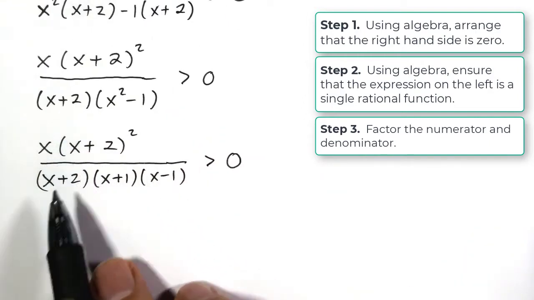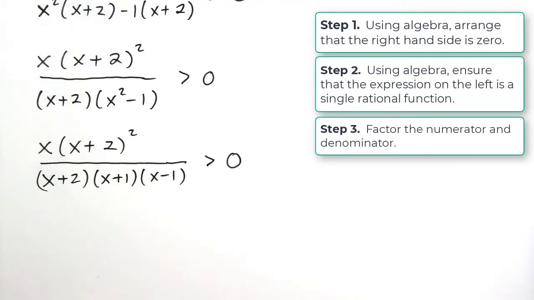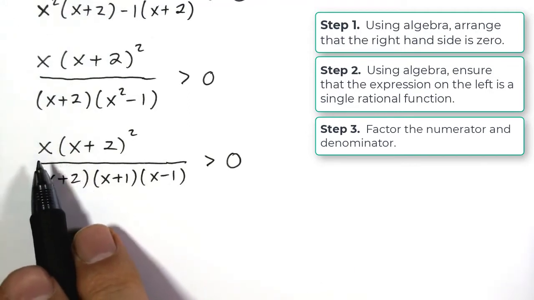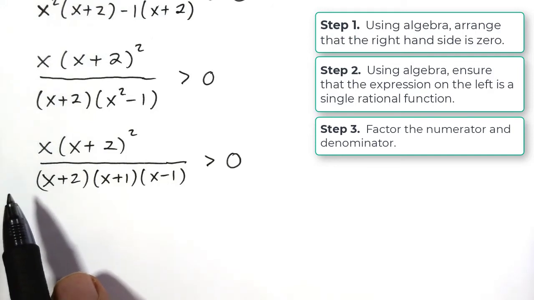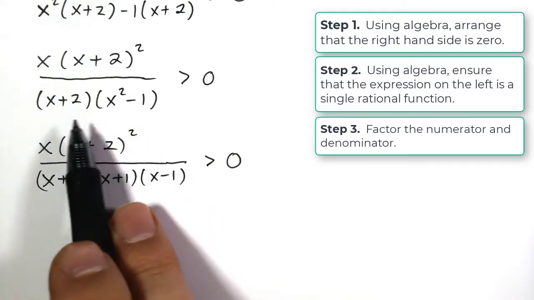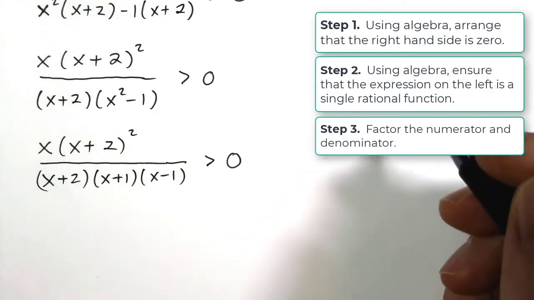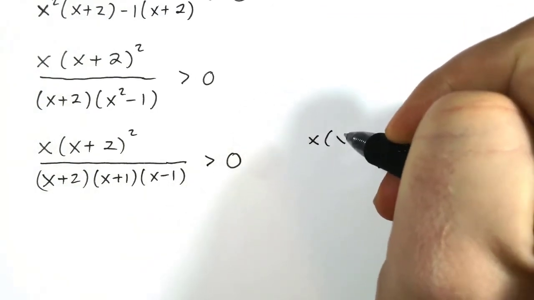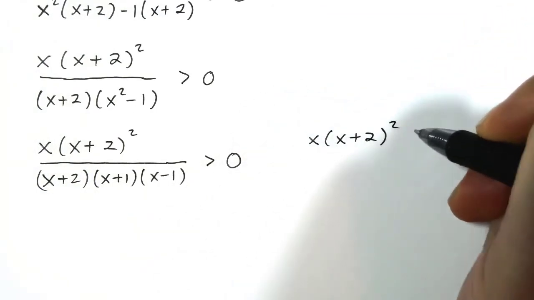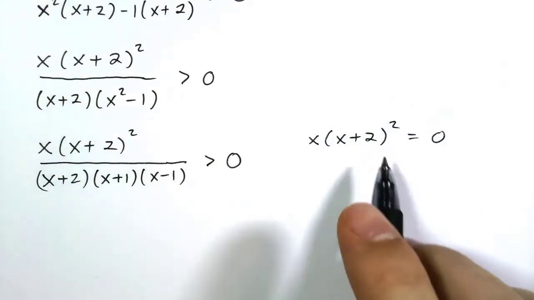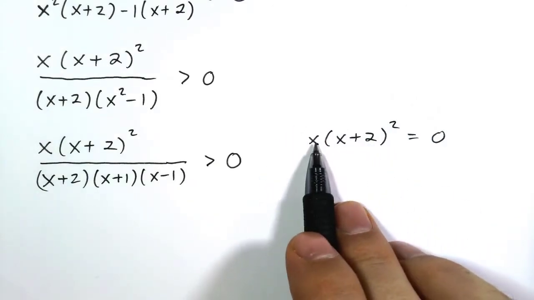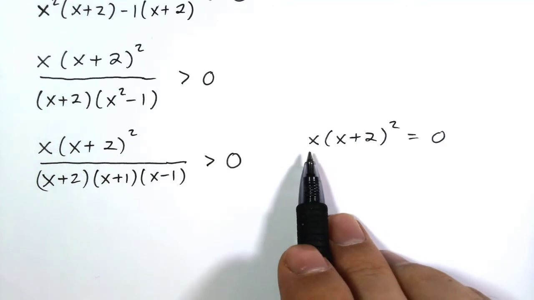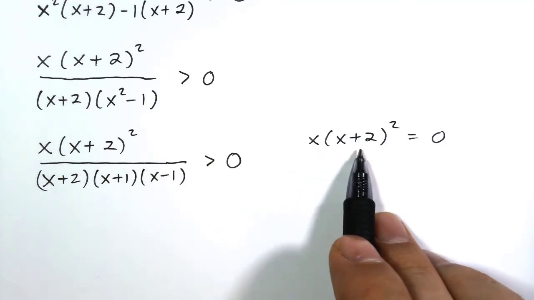We've factored the numerator and we factored the denominator. So what we're going to look for now is where the rational function is 0. Right? So that's where the numerator is equal to 0. So set the numerator equal to 0 and solve. Well, where does that happen? Well, that happens when either of these two factors is 0. And that's going to happen when x equals 0 or when x equals -2.